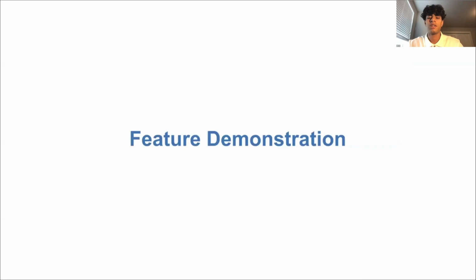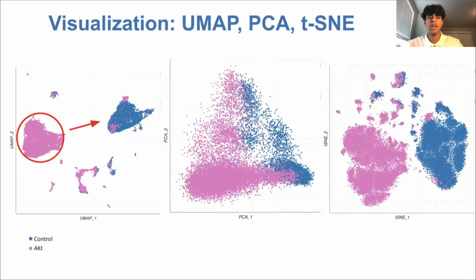I would now like to demonstrate some of the main features of scRNA-seq2Targets. Firstly, visualization. scRNA-seq2Targets visualizes the data using UMAPs, t-SNE plots, and PCA plots. In this example, we can see the differences between the acute kidney injury datasets and how we would like to find treatments that would move the acute kidney injury cells back into that normal condition.